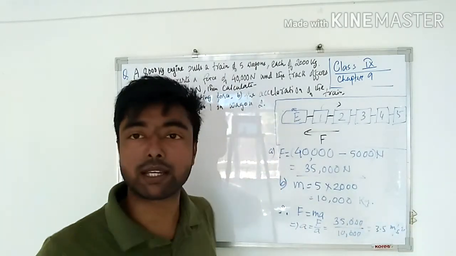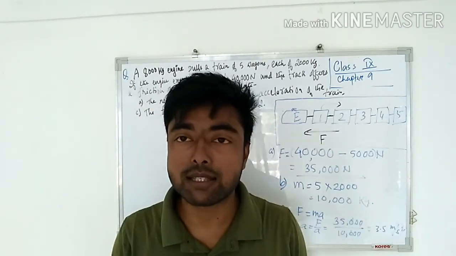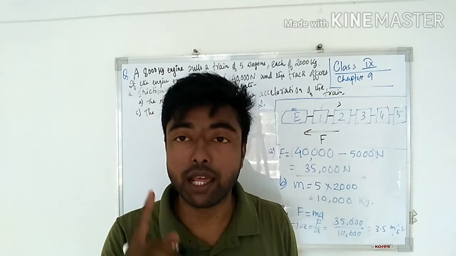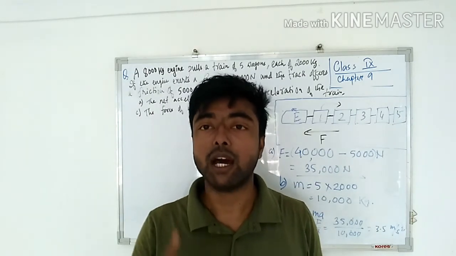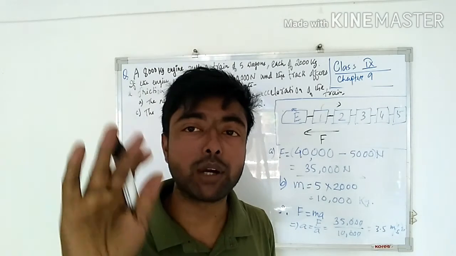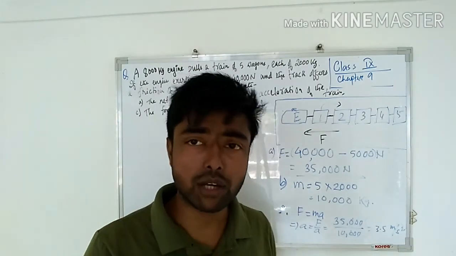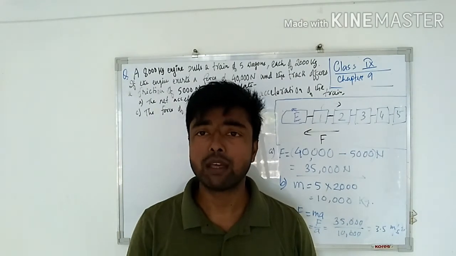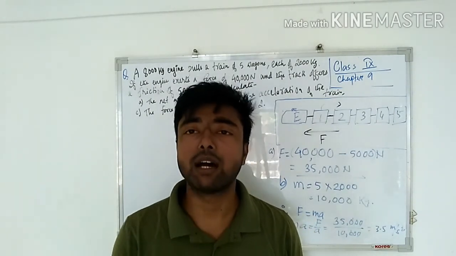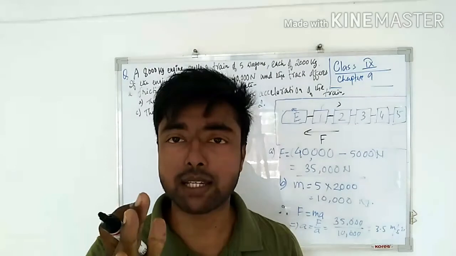3.5 meter per second square, because it is the acceleration of the engine, train. This is the acceleration of the train. और train में कितना wagon है? 5 wagon है. तो all 5 wagons have what? Same acceleration. कितना? 3.5 meter per second square.